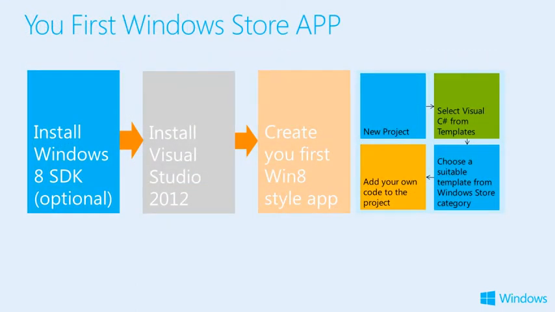Here is a flowchart of the setup development environment for Windows Store apps. First, you can install Windows 8 SDK to get a full version of header files, libraries, and tools. This step can be skipped because Visual Studio 2012 has included the necessary components of Windows 8 SDK. Next, you should install Visual Studio 2012. After the installation, you are ready to create your first Windows Store app.